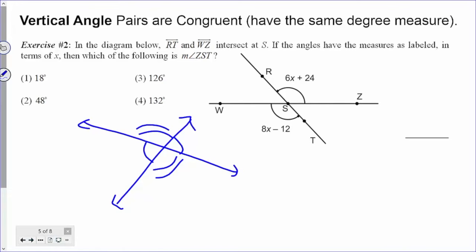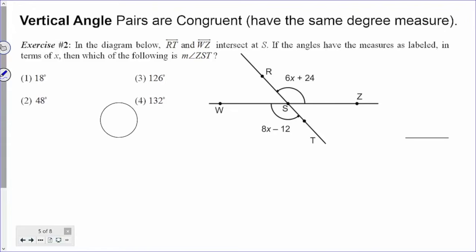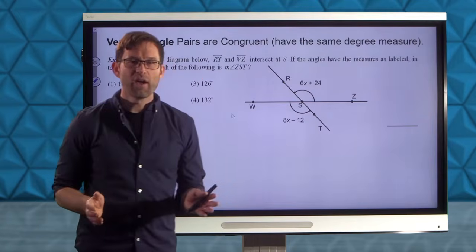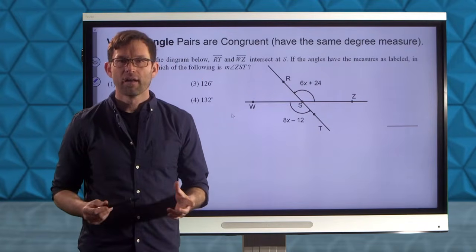Exercise number 2. In the diagram below, line RT and line WZ intersect at point S. If the angles have the measures as labeled in terms of x, then which of the following is the measure of angle ZST? All right, why don't you go ahead and try to figure that problem out, and then we'll talk about it.